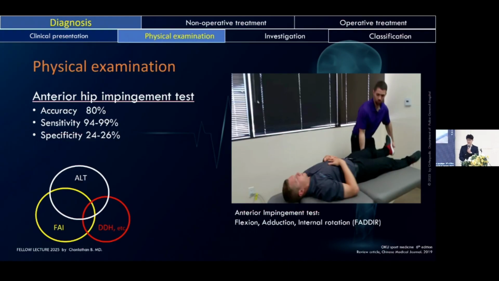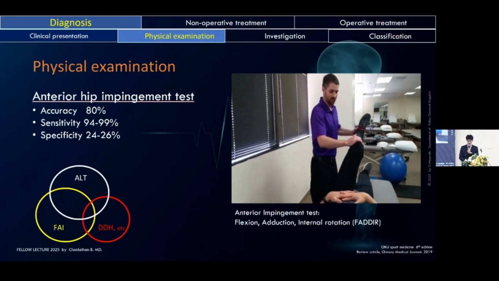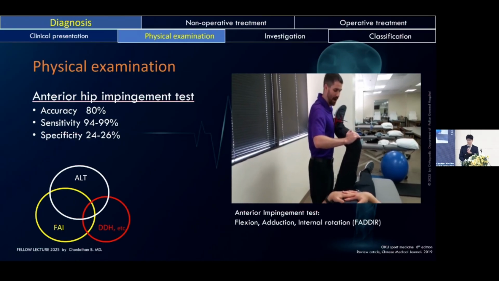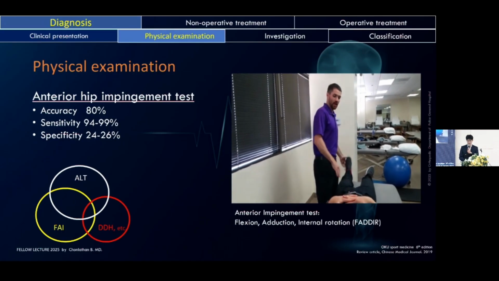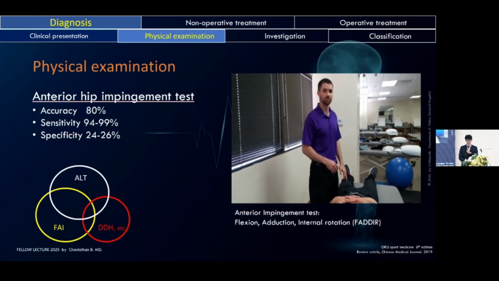As for the difficulty of diagnosis, the physical examination has 98% accuracy in intra-articular hip pathology, but the specificity for ALT is far less accurate and needs to be paired with other imaging modalities. The anterior hip impingement test had accuracy of 80% and 99% sensitivity, but specificity is very low at 24 to 26%. As shown in the video, the patient is lying supine with the hip and knee in 90-degree flexion. The hip is internally rotated and an adduction force is applied, or FADIR position. A positive test is pain provocation in the anterolateral hip or groin.